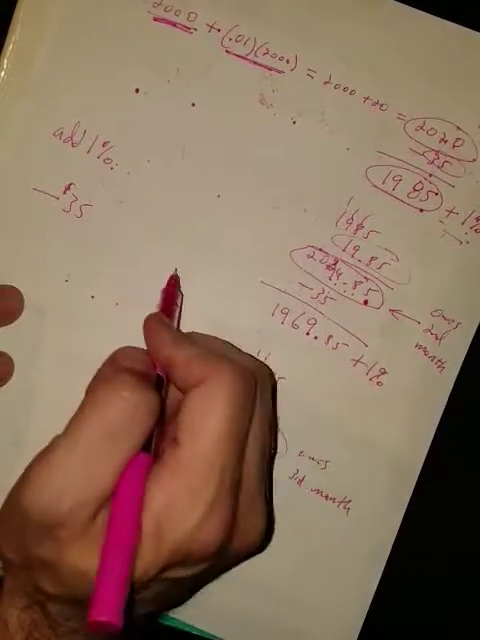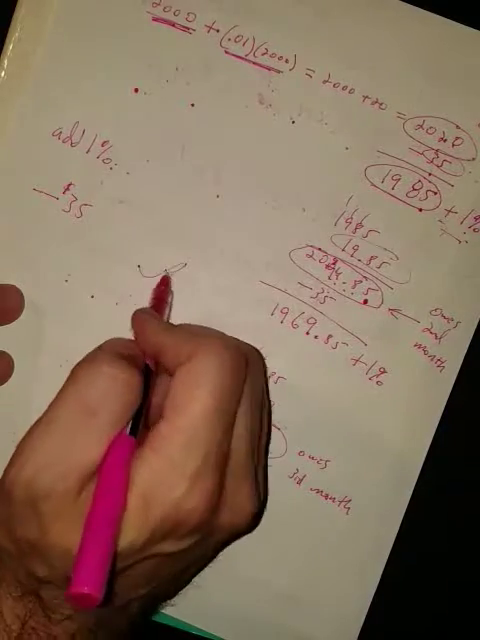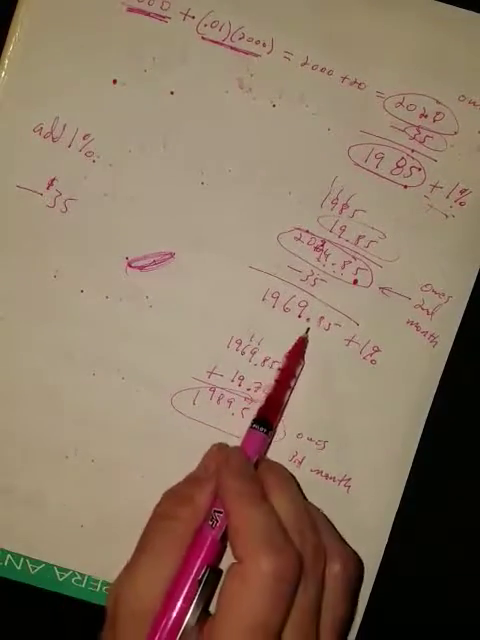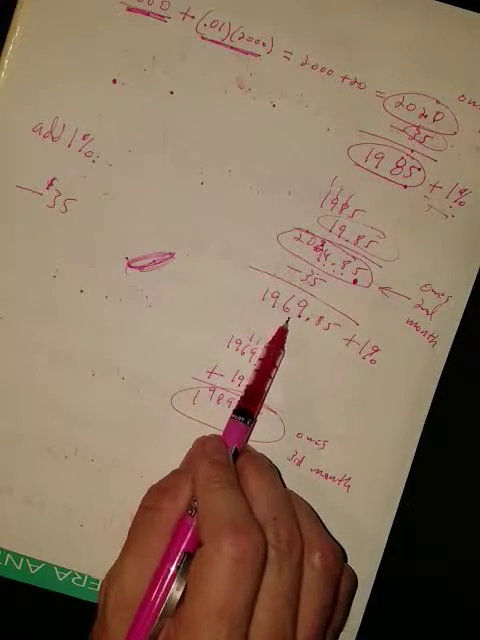Okay, and to get 1%, you just move the decimal 2 places. You just move that decimal 2 places to get 1%.